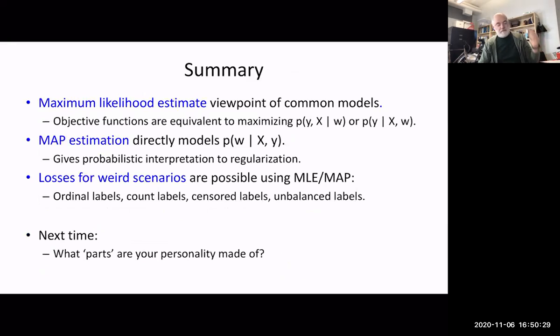Maximum likelihood today, and MAP, gives us a probabilistic interpretation for regularization in addition to maximum likelihood, which is a way of thinking about loss in a different mathematical framework. And really what this framework gives us the ability to do is think about losses for weird scenarios where our data is in a different space, basically.